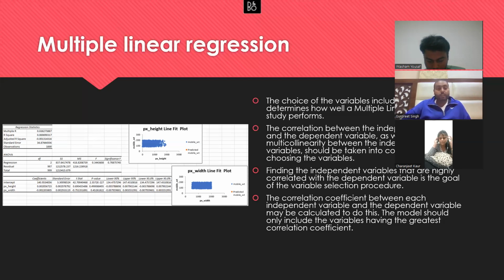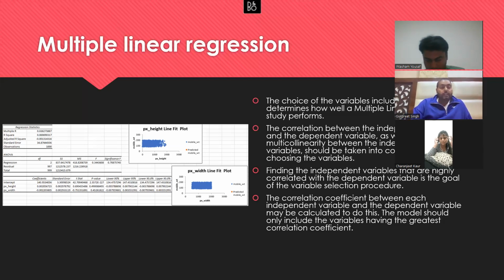The R-square value, which reflects how much variance in the dependent variable is explained by the independent variables, may be used to assess the model's performance. As R-square increases, the performance of the model improves.